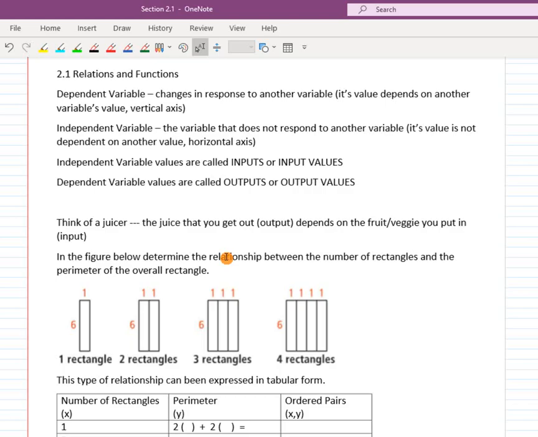All right, class, we're going to start our investigation about functions. Couple vocabulary words here.